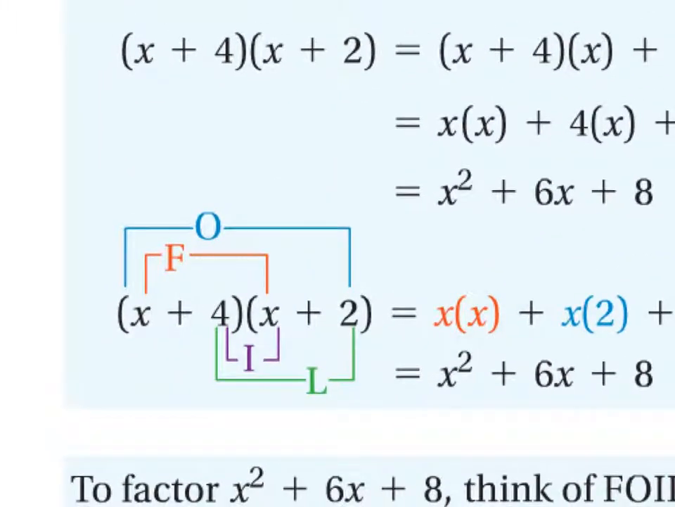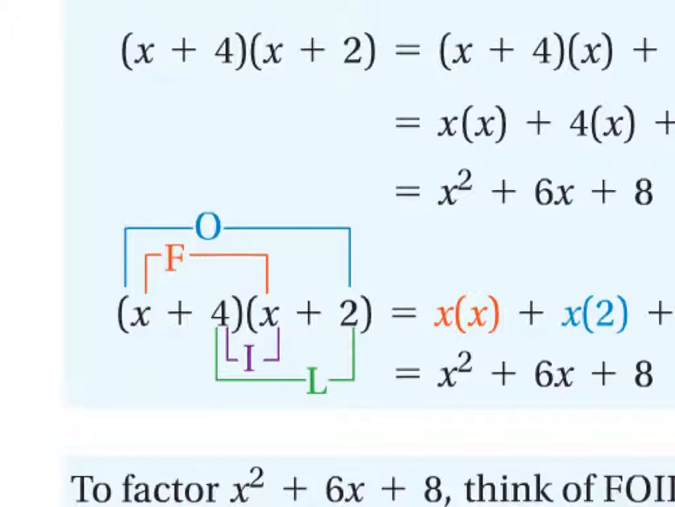So we have 2 binomials, x plus 4 times x plus 2, and then they're multiplying the first terms, which are the x's, the outside term, x times 2, the inside term, 4 times x, and then the last term, 4 times 2.